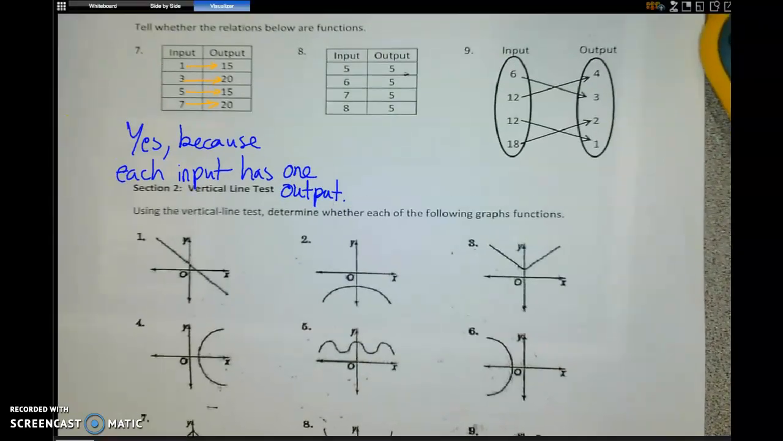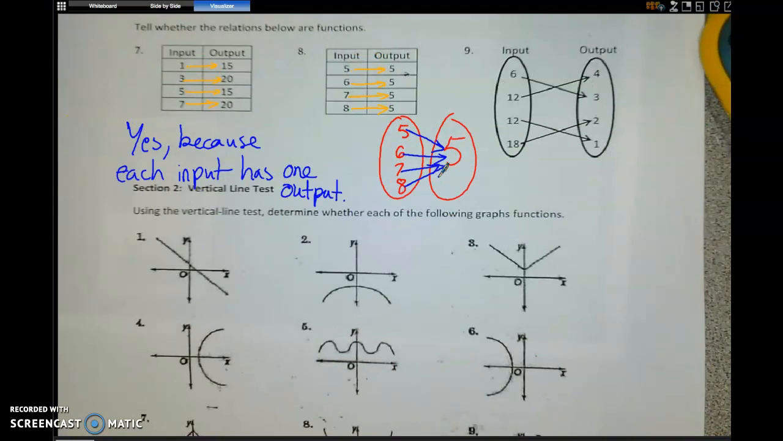Okay? Looking at number 8, if you put in a 5, you get a 5. If you put in a 6, you get a 6. Or a 5. If you put in a 7, you get a 5. If you put in an 8, you get a 5. Keep in mind, let's look at a mapping diagram for number 8. If we put this into a mapping diagram, and we have 5, 6, 7, 8, and then our output is 5. If you put in a 5, you get one output. If you put in a 6, you get one output. If you put in a 7, one output. If you put in an 8, one output. So then you're going to answer the question, yes or no, and explain for if it is a function or not.